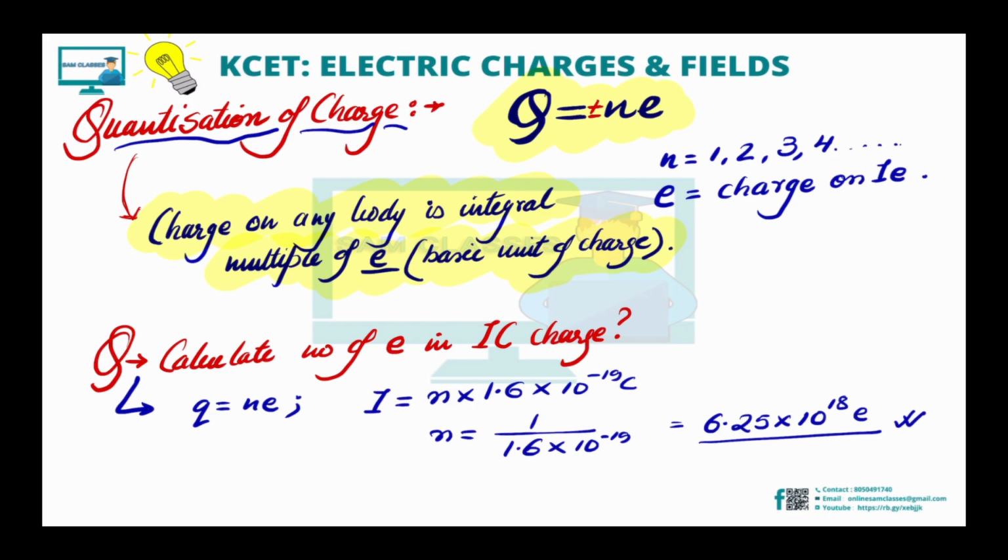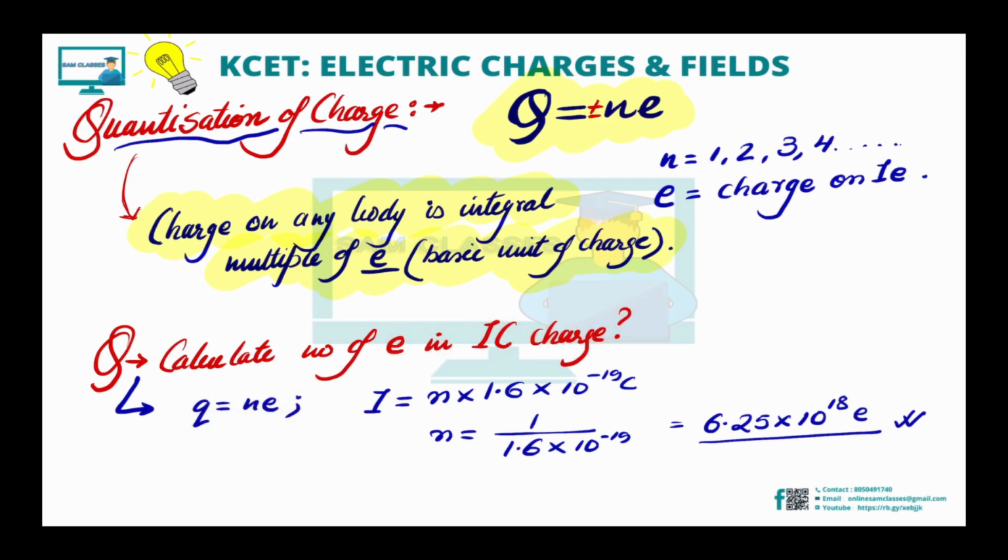Now let's see one question. We have to calculate the number of electrons in 1 coulomb of charge. So what will we use? We'll use the quantization formula. What is the quantization formula? Q = ne. So the total charge is equal to the number of electrons, the charge carriers, times the charge on each one of them, or the charge on one electron.